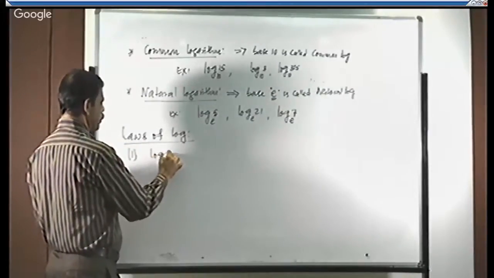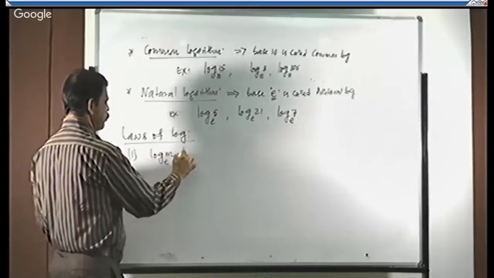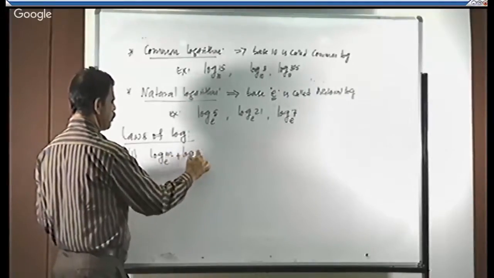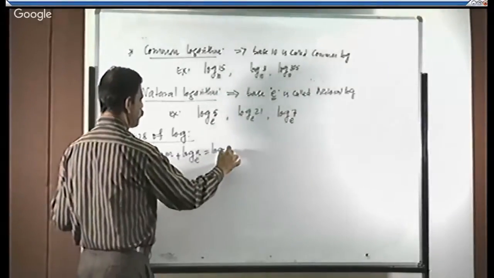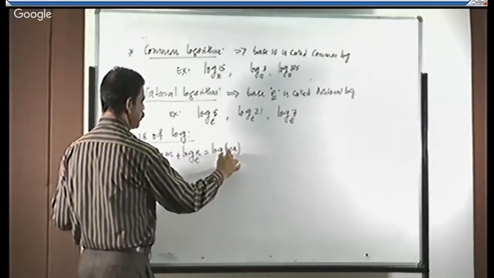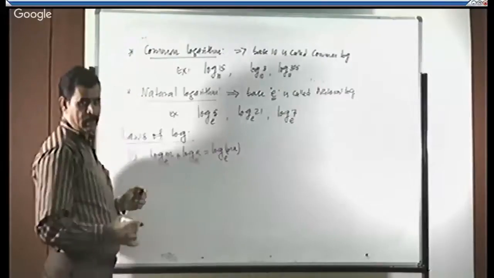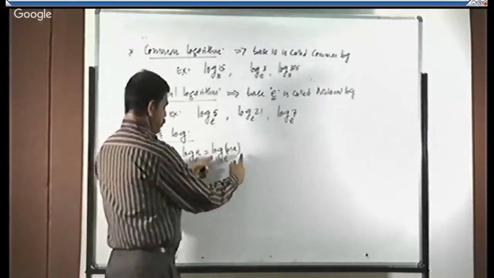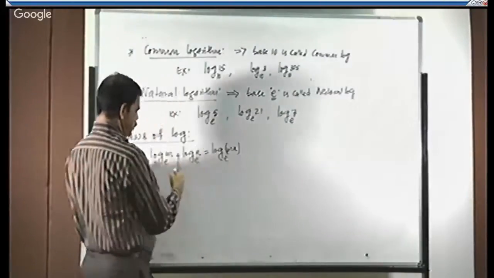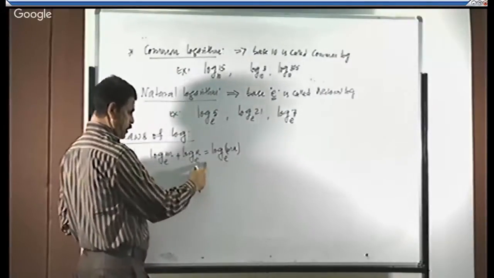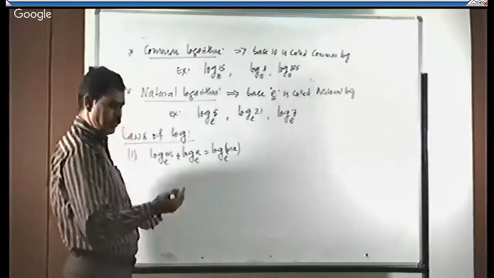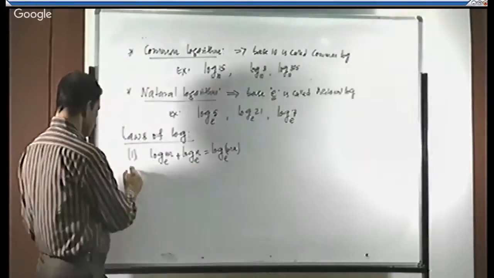Log of m to the base e plus log of n to the base e can always be taken as log of mn to the base e. We can take this as log of m plus log n. Otherwise, log m plus log n can be taken as log of mn. So vice versa, it is true.